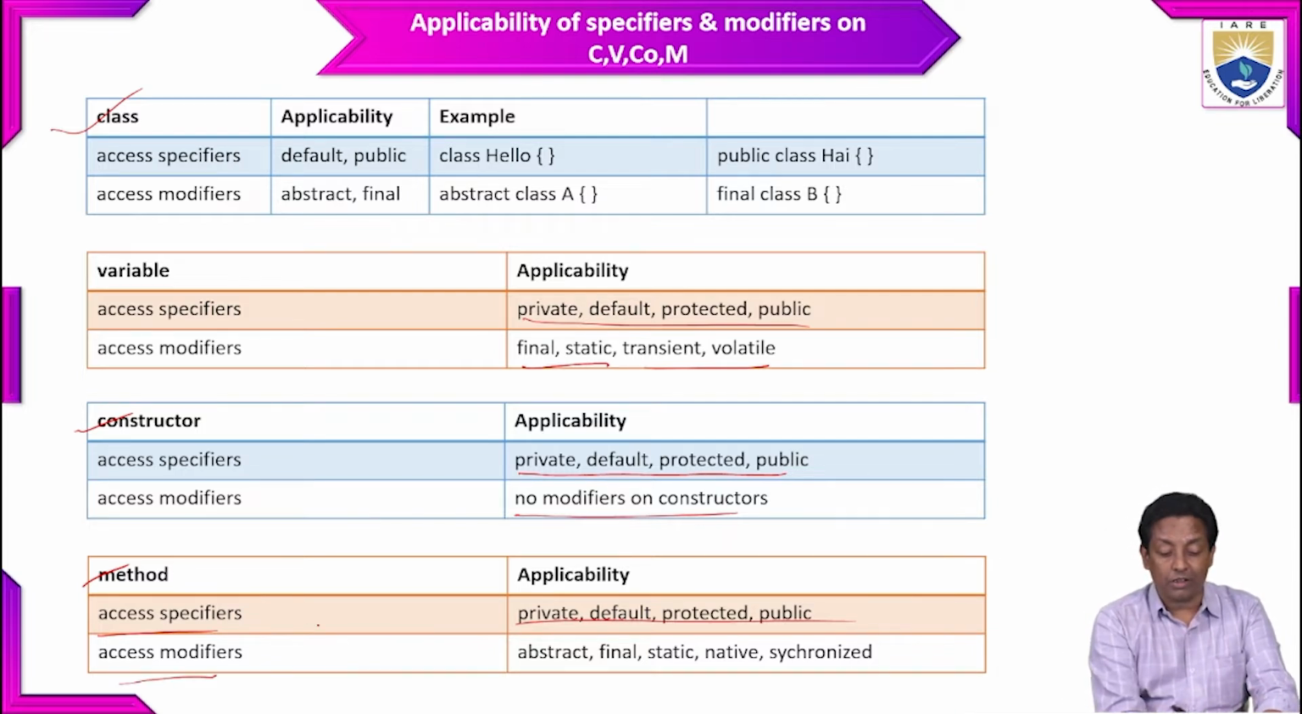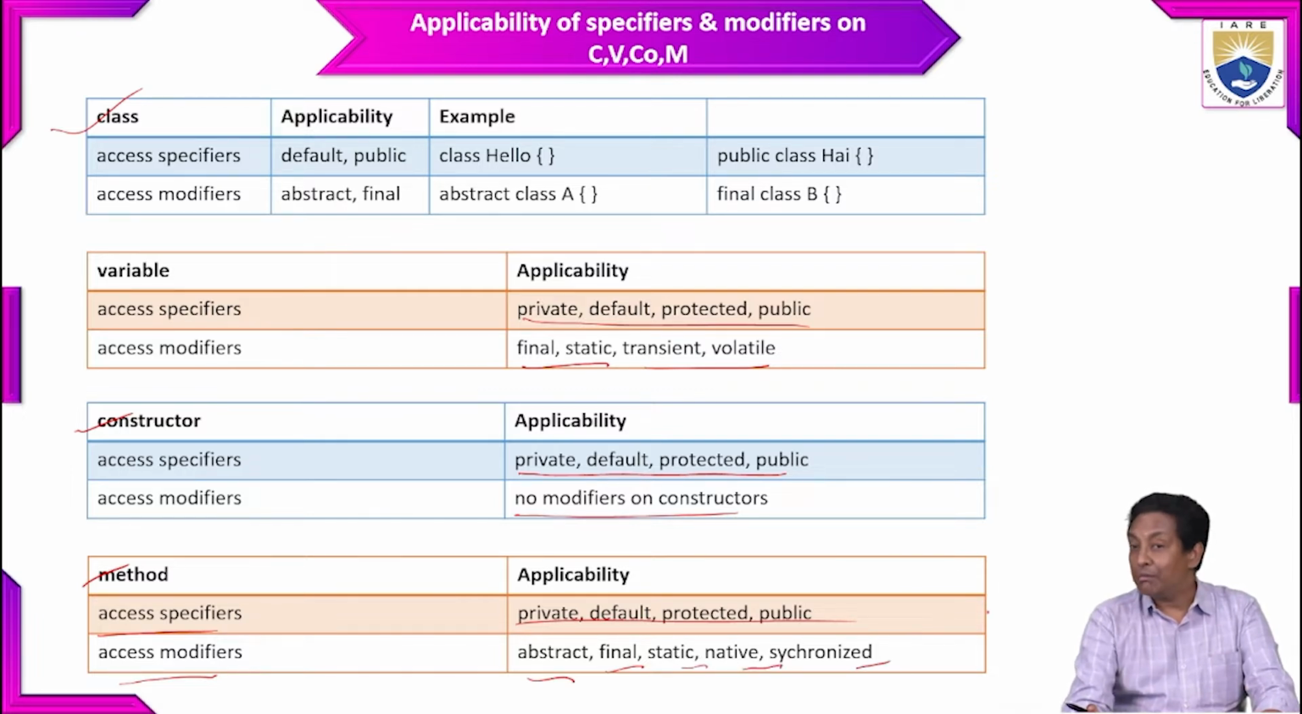Coming to the modifiers. A method can be abstract, a method can be final, a method can be static, a method can be native, a method can be synchronized. A method cannot be transient and volatile. A method can be abstract. If a method is not having any implementation, methods which are not having implementation are declared as abstract. Unimplemented methods. Okay, coming to the final, opposite to the abstract.